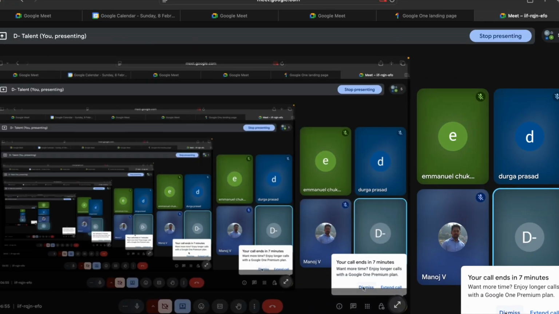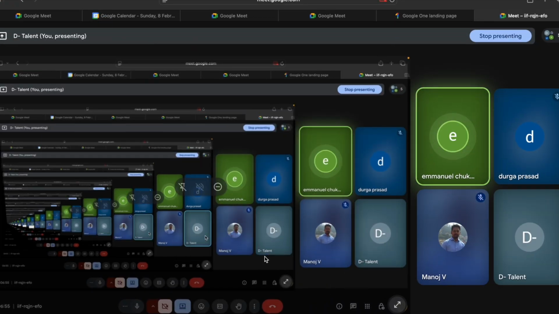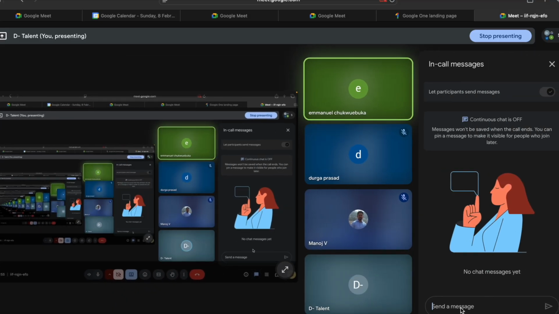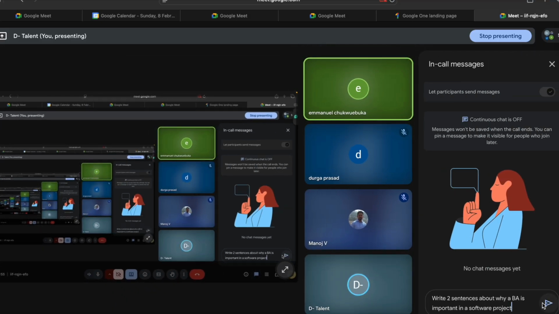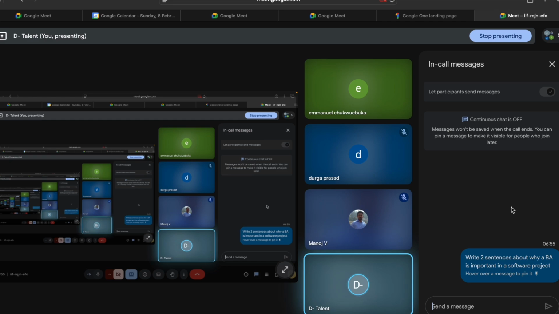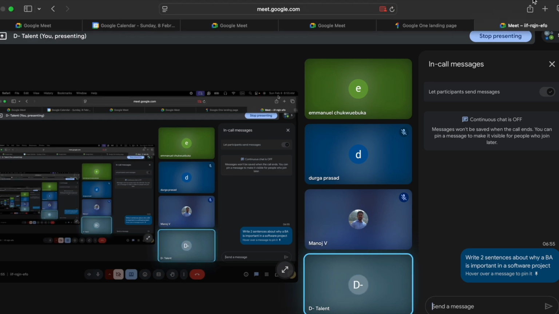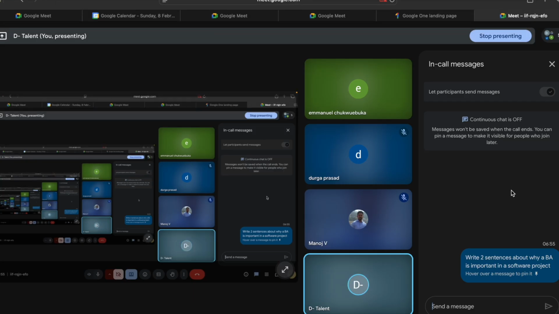I'll post it in the chat also. If you want to speak, you can speak, otherwise you can write in the chat. Two sentences, or you can speak also.